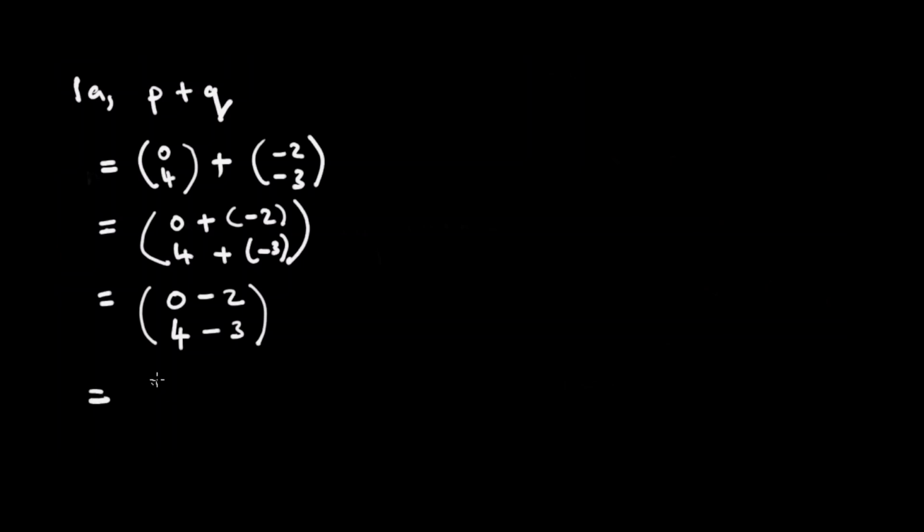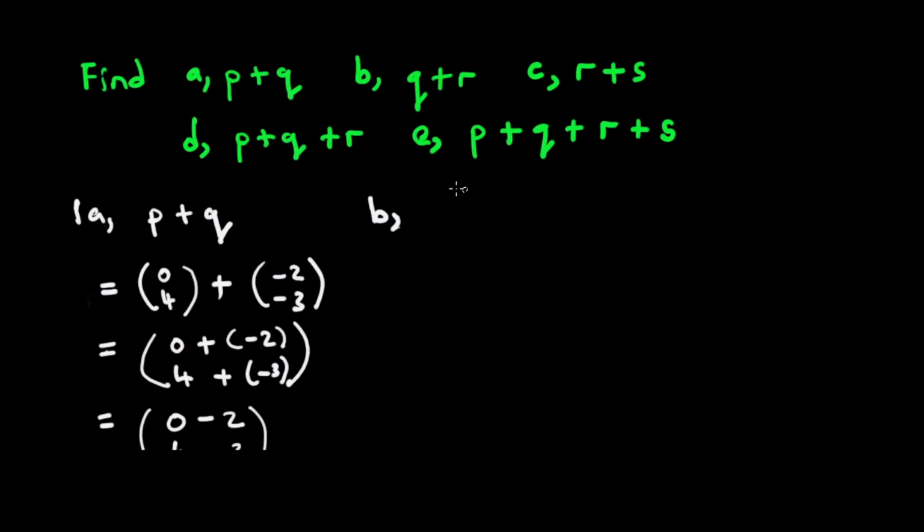Then finally this is going to be equal to, what is 0 -2 ndi -2, and what is 4 -3 ndi 1. So this is our answer for part A, P plus Q. Let us go to part B. Part B iri kuti titsvage Q plus R.